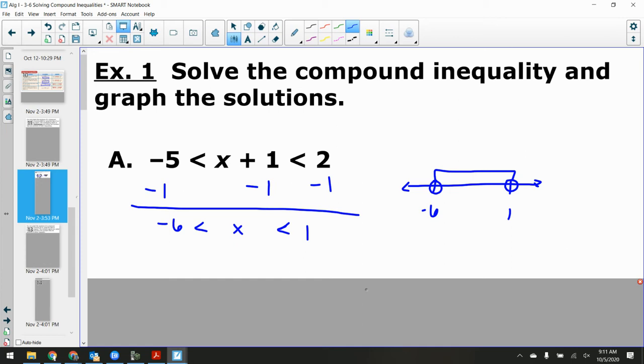Okay. Would 0 be a solution? Yes. Would positive 5 be a solution? No. Let's keep it going.